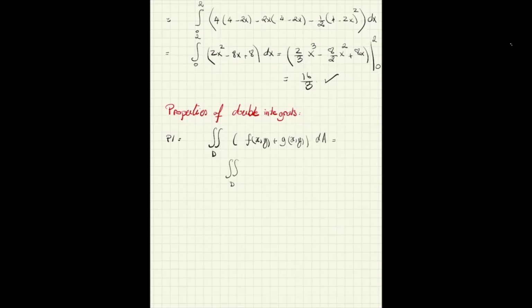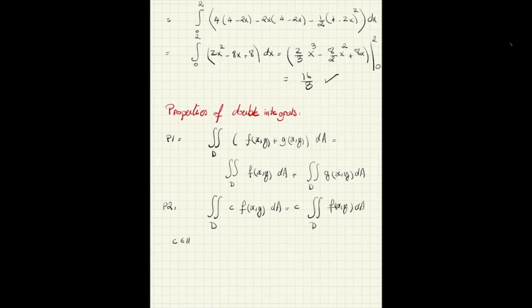So these are properties that you're allowed to use, right? Then there is a second property which says that if you rescale the function and then compute the volume, you just have to compute the normal volume of the function and multiply everything by the constant c, for some c a real number.